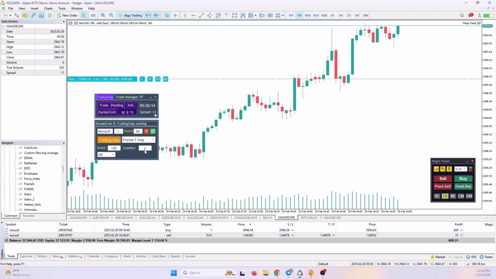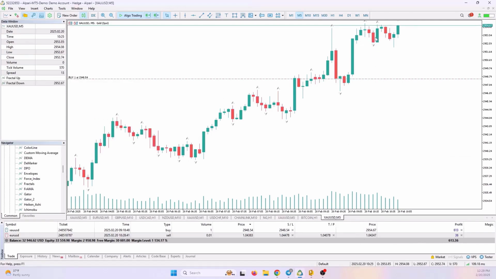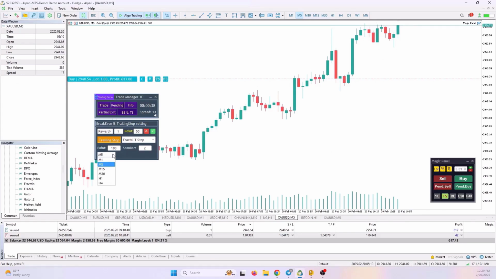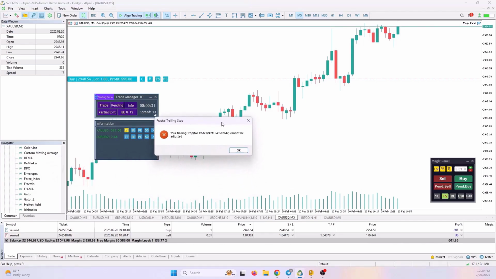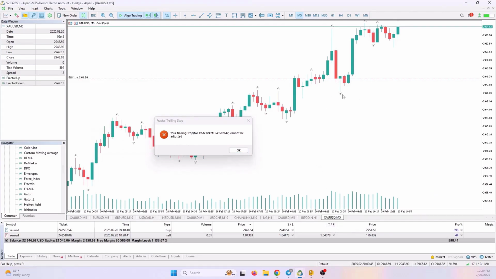The scan bar is the fractal number that is used for settings. In this case, the first fractal takes into account this pivot point, and the second one takes into account this pivot point. Here, you can also specify the time frame for the fractal indicator. So in this section, I turn on the buy trailing stop button, and it returns an error that the trailing stop is off.